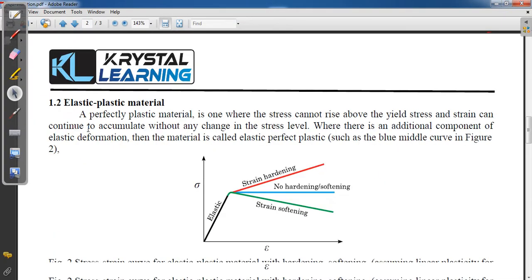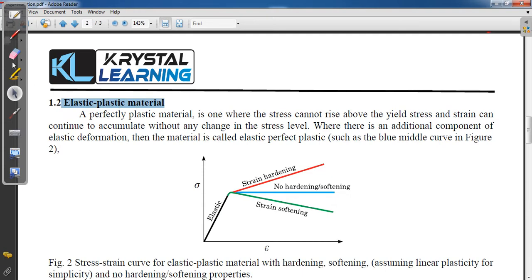So if we talk about elastic plastic materials, what are they? Elastic plastic material is where the stress cannot rise above this elastic stress, but strain gets accumulated. So it is known as no hardening, no softening in the material. That is known as elastic plastic material. This red one is strain hardening material, meaning for further straining of the material, you have to increase stress. And this is strain softening material, this green one, meaning for further straining of the material, the stress value is decreasing. So these are the three types of material.